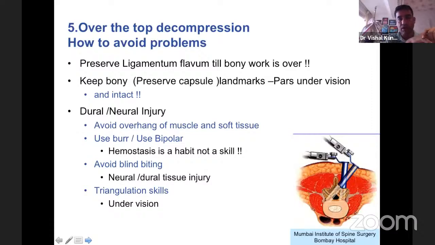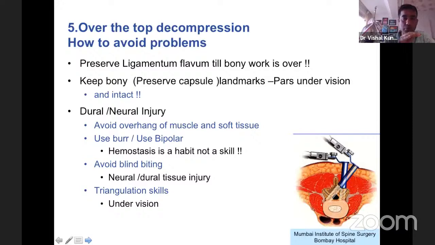Try to preserve the ligamentum flavum till the end, till your bony work is completely over. Remember, the soft tissue work of removing ligamentum flavum and disc only starts once you have done proper hemilaminotomy on the ipsilateral side and on the opposite side, and preserve the ligamentum flavum. Don't be in a rush to remove the ligamentum flavum even before you've gone to the other side.